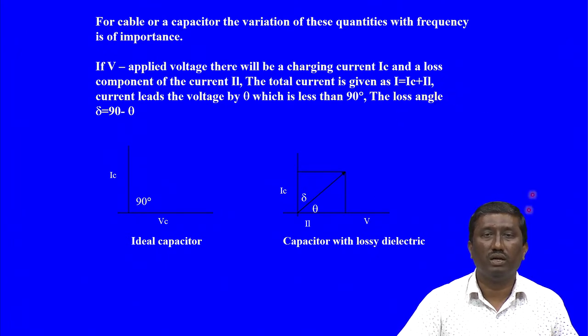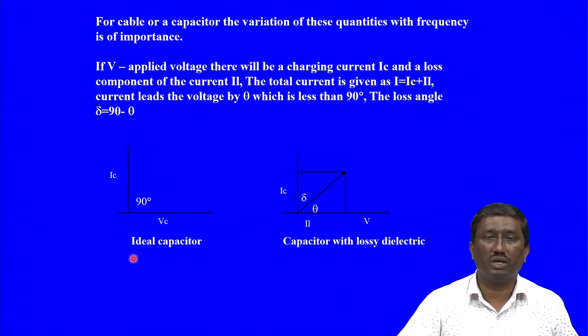plus IL. The current leads the voltage as you see here, the current leads the voltage by theta, which is less than 90 degrees. Here you can see it is less than 90 degrees. The loss angle, that is the delta which is shown here, is the difference, that is 90 minus theta. This gives the loss angle for any capacitor having a lossy dielectric.